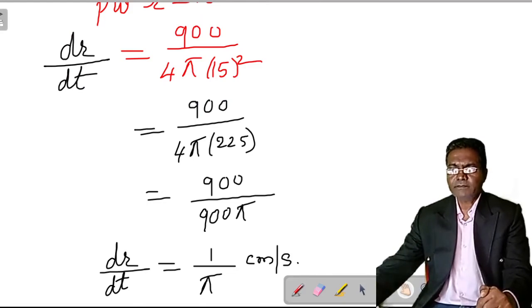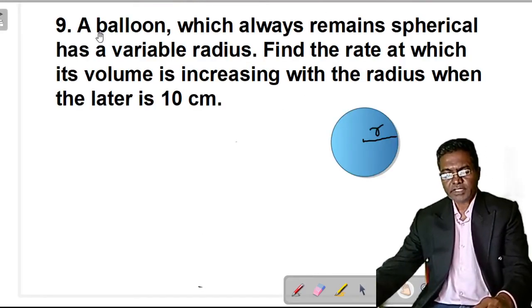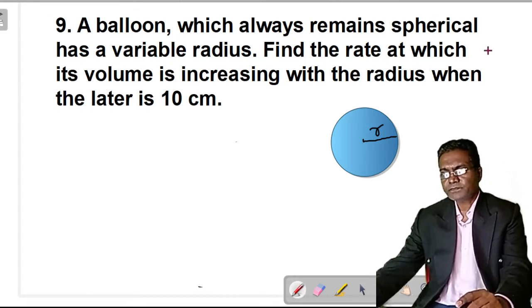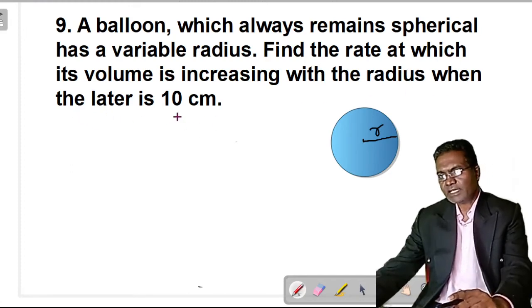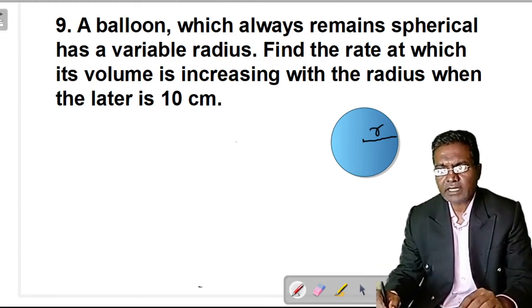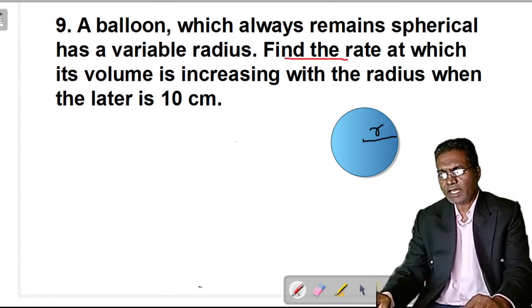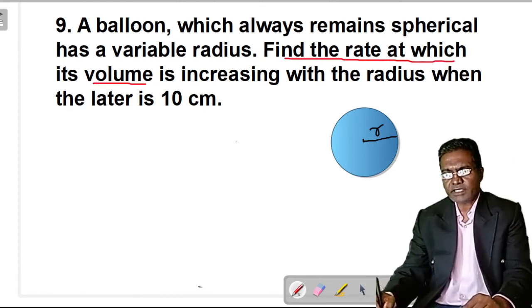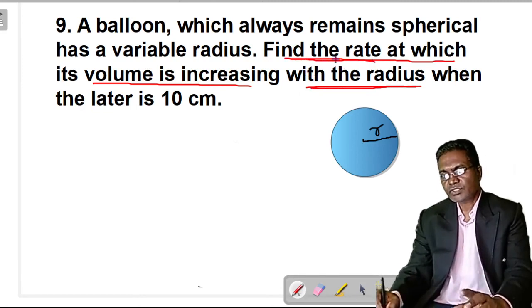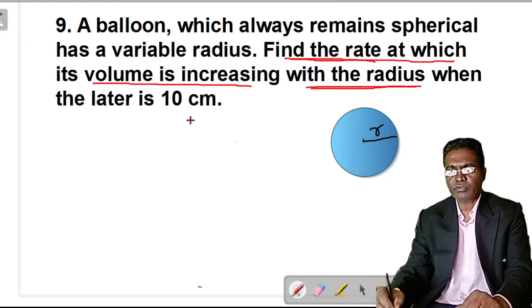So let's have another example. Now see here, a balloon which always remains spherical has a variable radius. Find the rate at which its volume is increasing with the radius when the radius is 10 centimeter. One thing to be noted, you are asked to find the rate at which the volume is increasing with the radius, meaning with respect to the radius. So you are asked dv by dr, the rate of change of volume with respect to radius.